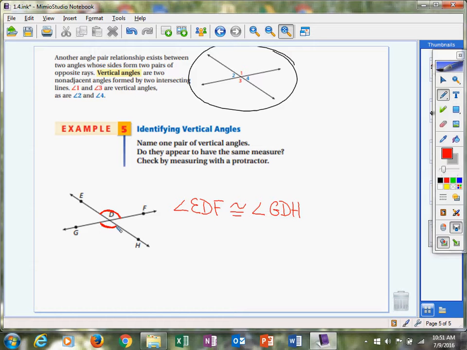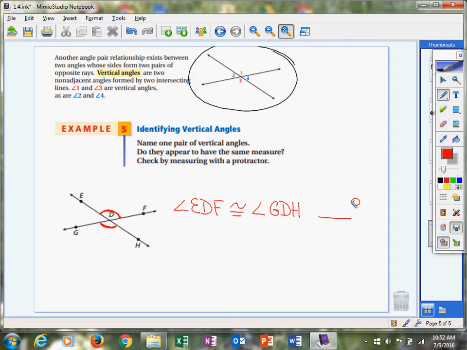So if you will, go ahead and take your protractor and set it up. They both appear to be obtuse. Go ahead and set it up and see if you can find the measure of EDF and then measure the angle GDH and see if they're the same. And out to the side, why don't you put that angle measure right here for me? Okay, and we'll check that in class tomorrow.